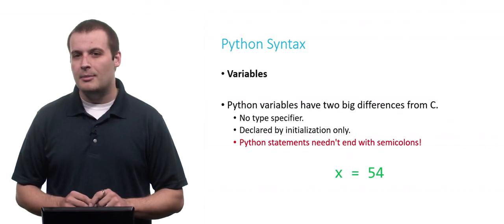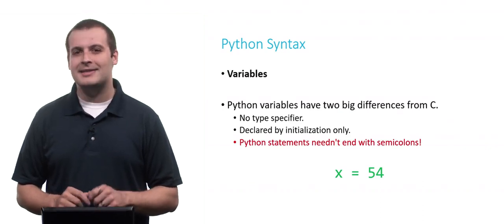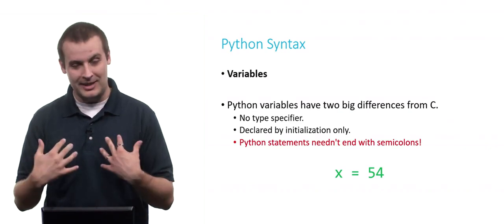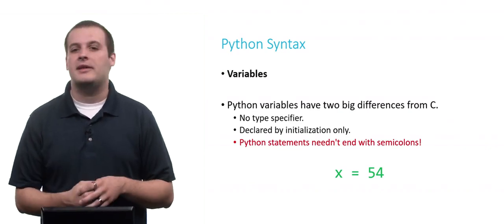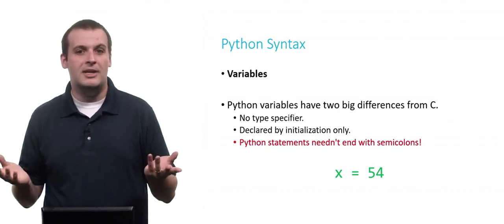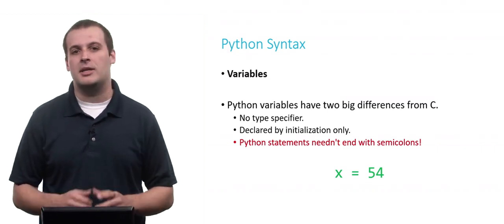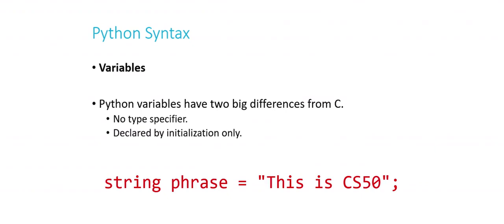And notice here, Python statements don't need to end with semicolons. So that might be a nice thing, right? If you're the kind of person who, like me, oftentimes will forget to put a semicolon at the end of a line. In Python, you don't need to include them. You can include them, and it won't have a problem. But you can also omit them to make your code look a little bit cleaner. Similarly, can we declare the following? String phrase equals this is CS50.